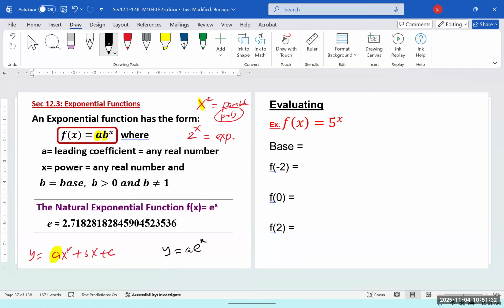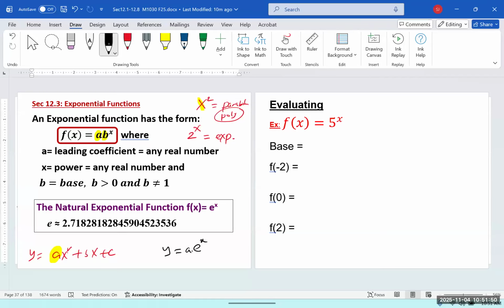Just like before, when we have power, the power told us how many times you have to multiply the base. So here, the same scenario. If you replace x with a number, all you have to do is multiply your base power many times.